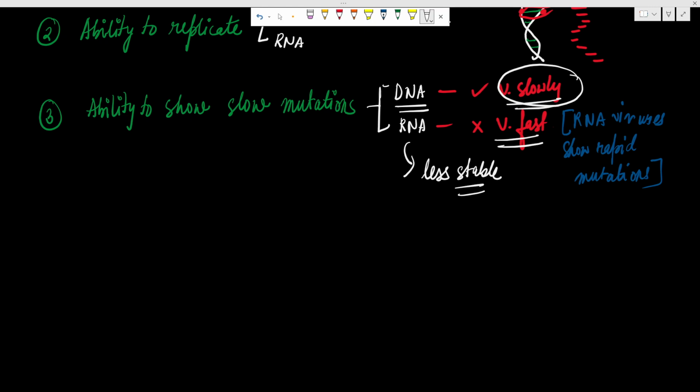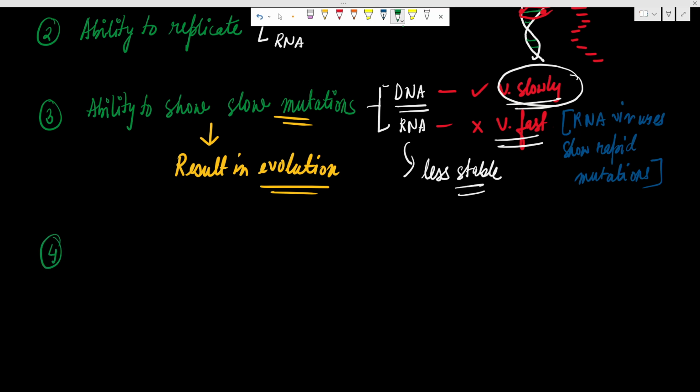Now why is this very slow mutation so important for a molecule to qualify as the genetic material? Because what does slow mutation mean? It will result in evolution. So as we all know, evolution is not a very fast process. Evolution occurs gradually. So for that gradual change, gradual evolution, gradual process to occur, we need slow mutations, not very rapid mutations. Okay?